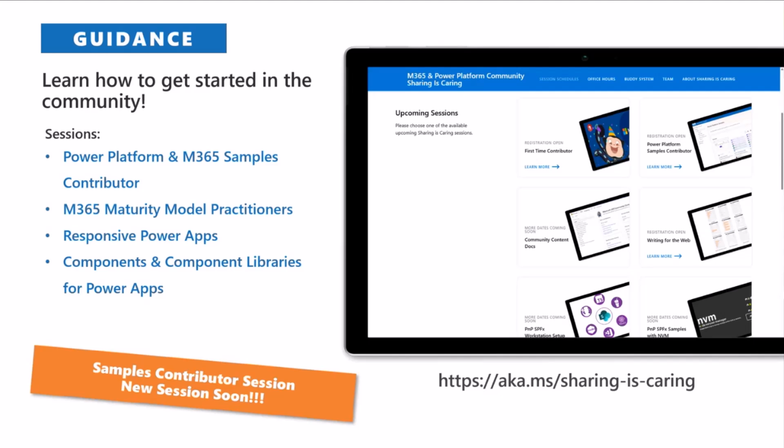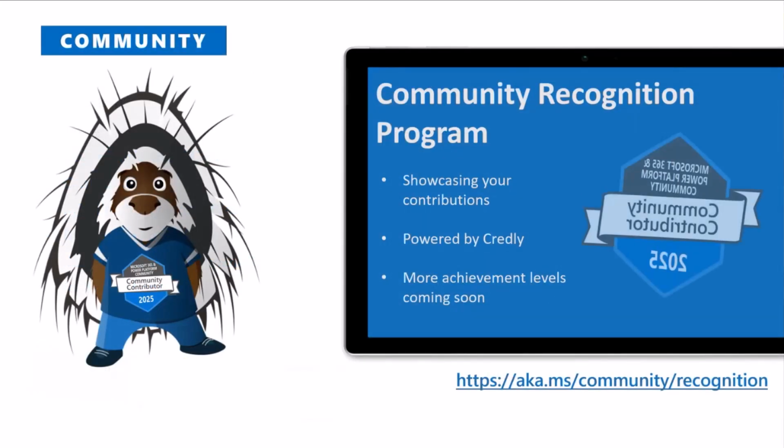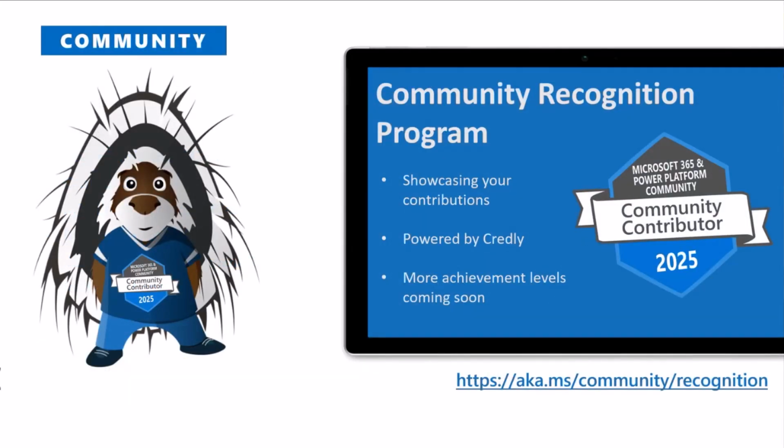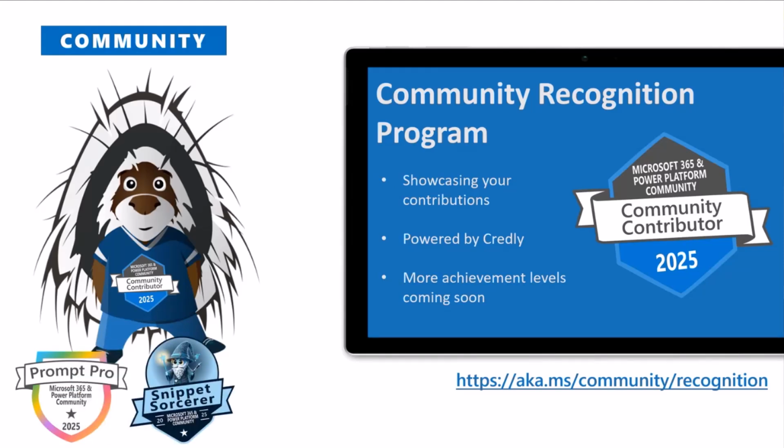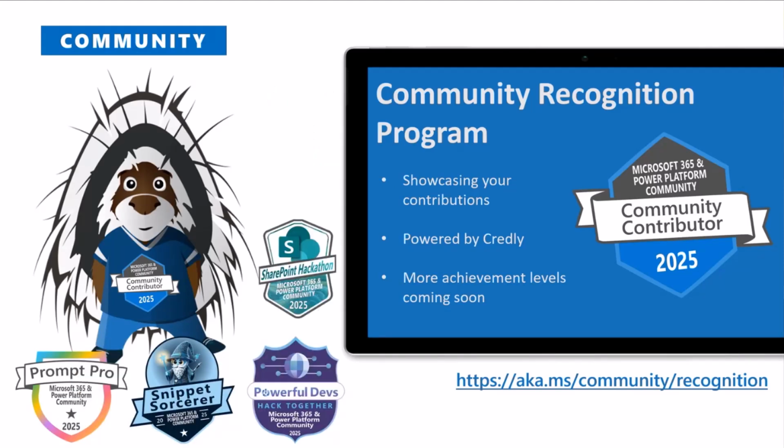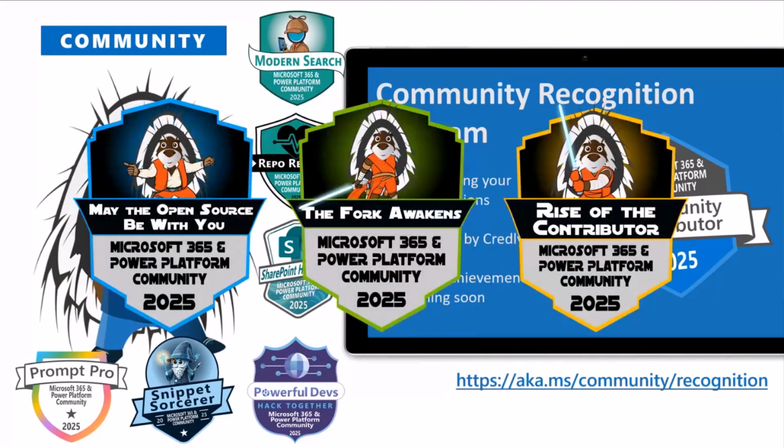Why are we excited? Well, because we also want to recognize you for the amazing work that you're doing, and that is where our recognition program comes in. So some of those wonderful and exciting badges like Prompt Pro and Snippet Sorcerers have been around, and the events that just wrapped up like the Powerful Devs and SharePoint Hackathon. Congratulations to all those winners. Those are coming out. Repo Rescuers going out today, Modern Search. Today begins the Star Wars campaign, so you can earn any one of these badges or all three by contributing 1, 3, or 5 over the next 3 months. They are exciting. They're real. They show you that you are making a difference in the community and you are contributing. So while they're also fun, they are accredited and show that you are making that difference.